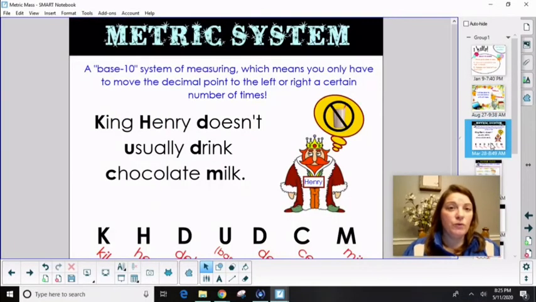So just to review, the metric system is a base 10 system of measuring, which means we only have to move the decimal point to the left or the right a certain number of times. Because we're working in that base 10 system, we don't have to get a calculator out and do multiplication or division, unless you wanted to. It's just about moving within the place value system.